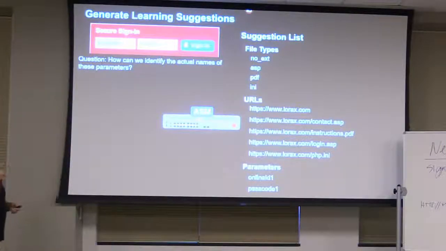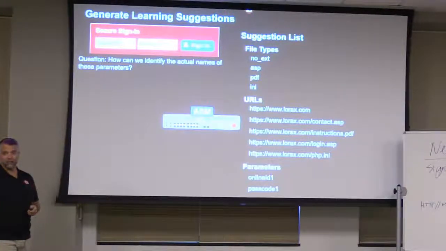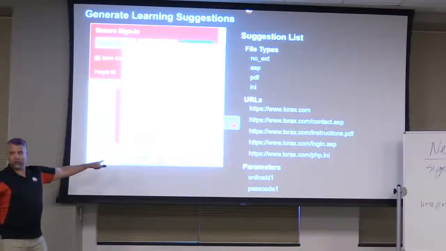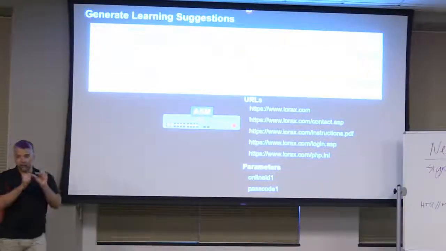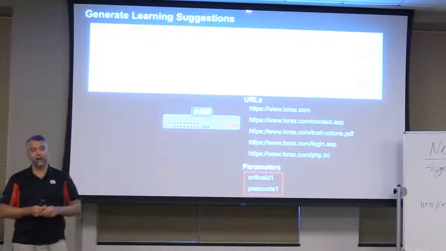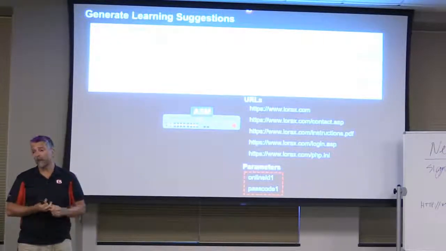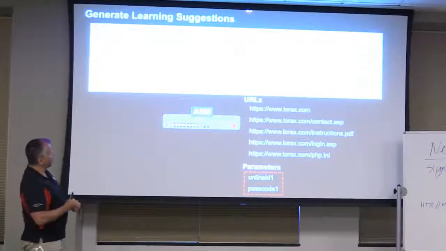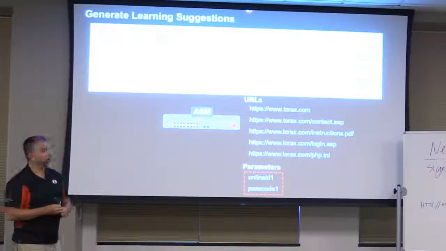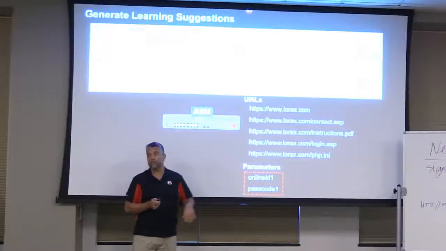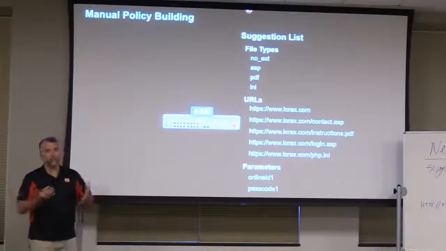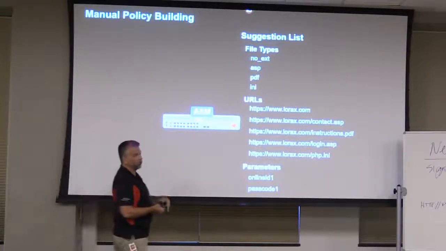So how can I identify the actual parameters of those two fields, the username and password? I can go in and view source or inspect any of those parameters. And when you do that, you're going to see the actual code, as you said. You can see the code behind the page, and I can see that on this page, indeed, there is a parameter called online ID, and there's another parameter called passcode 1, so I do know that these are valid. So we're building up this suggestion list, slowly but surely.